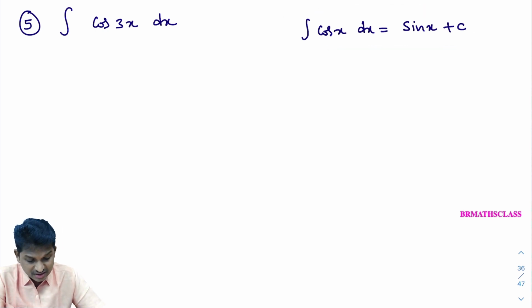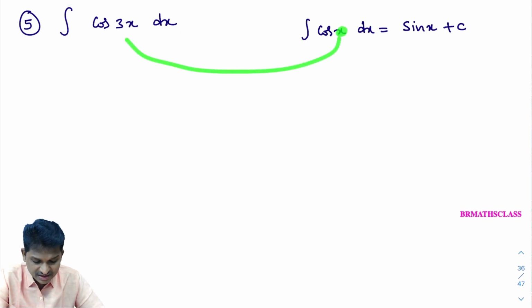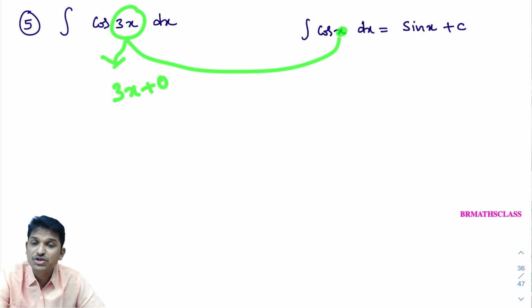Now, here, this is the formula we have. Do you have any direct formula for this integral of cos 3x dx? No. But what you can identify is that in place of x, ax plus b is there. You may think that 3x is not in the form of ax plus b. Actually, 3x can be written as 3x plus 0. So, it is in the form of ax plus b only.